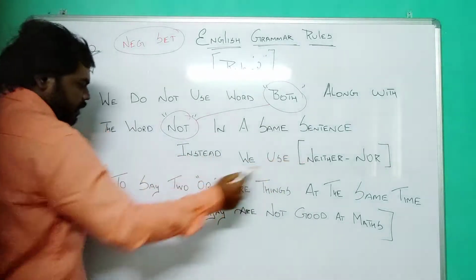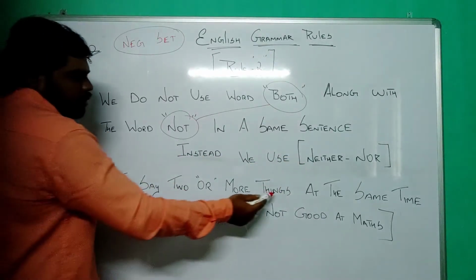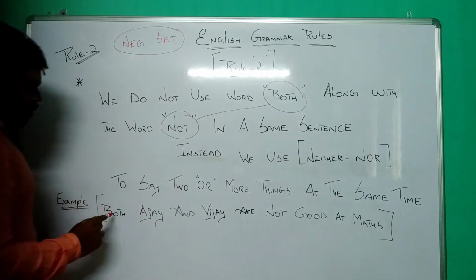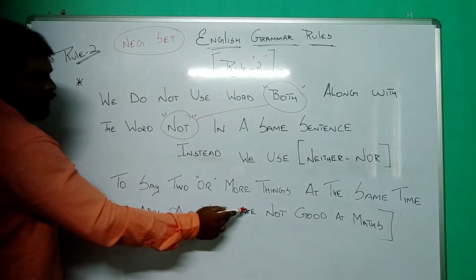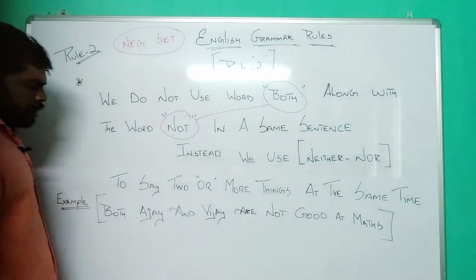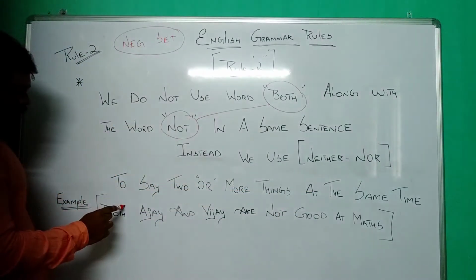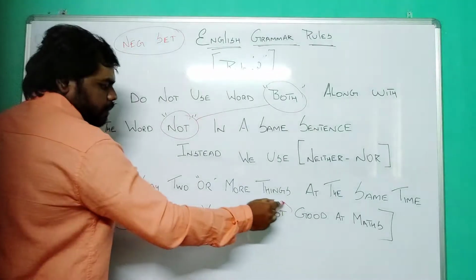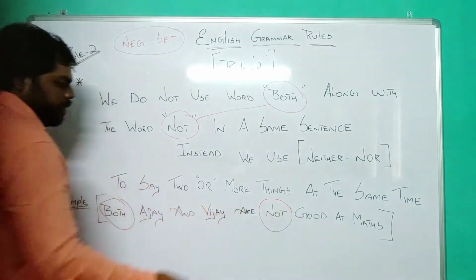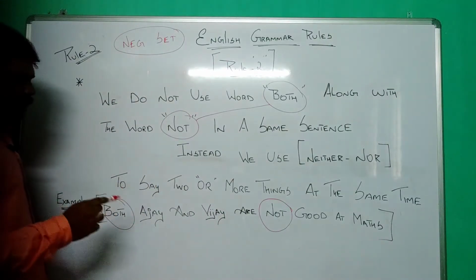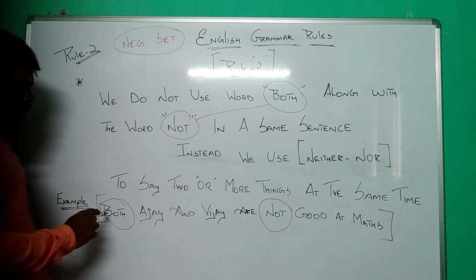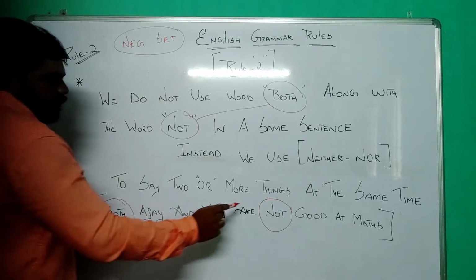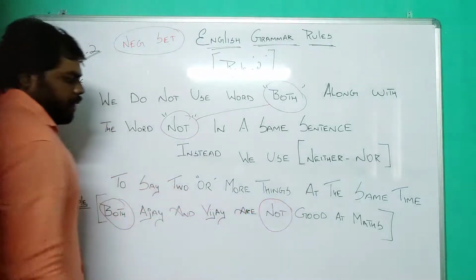Instead, we use neither nor to say two or more things at the same time. For example, both Ajay and Vijay are not good at maths. In this sentence, we can see that the words both and not are being used in the same sentence, which is wrong according to English grammar rules. So, here we use neither Ajay nor Vijay is good at maths.